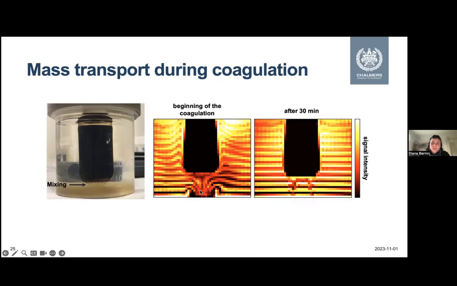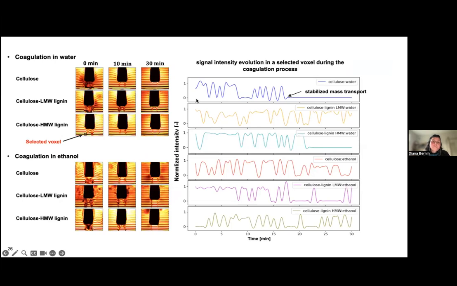So in the beginning of the coagulation, when there's no mixing, then there are basically only stripes, and the stripes are straight. But if you have mixing, then these stripes will show the pattern of what is happening. So Jan, my postdoc, did that for coagulation in water, for cellulose, but also for different low molecular weight fraction lignin and high molecular weight fractions, and then also in ethanol.